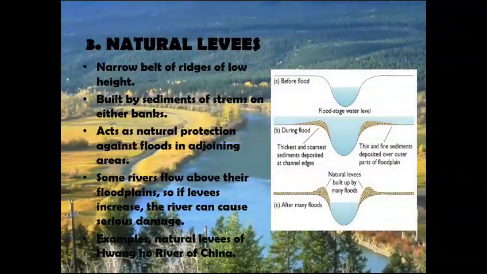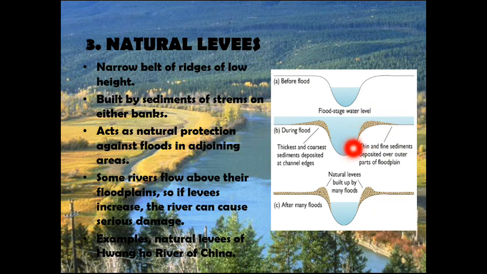Next we have natural levees. These are narrow belts of ridges of low heights, narrow belts of sediment on either side of the streams. These are the natural protection against floods. And here we can see these are the natural levees built up after many floods. You can see here, these are the natural protector from floods, from when these river streams flow above their level.